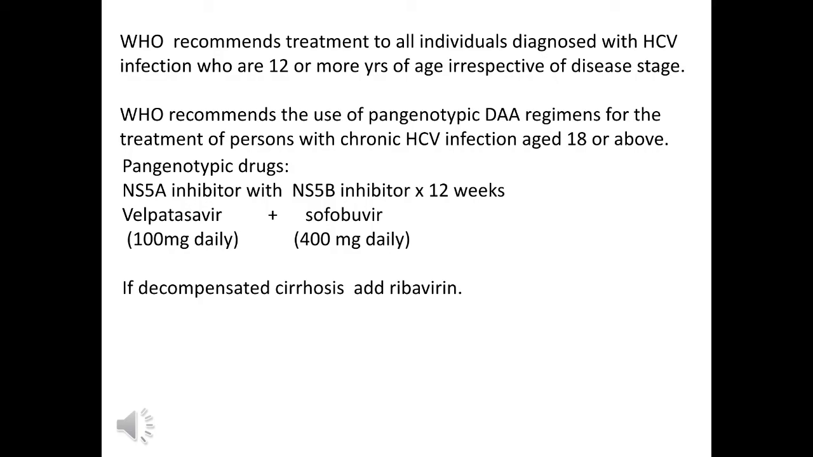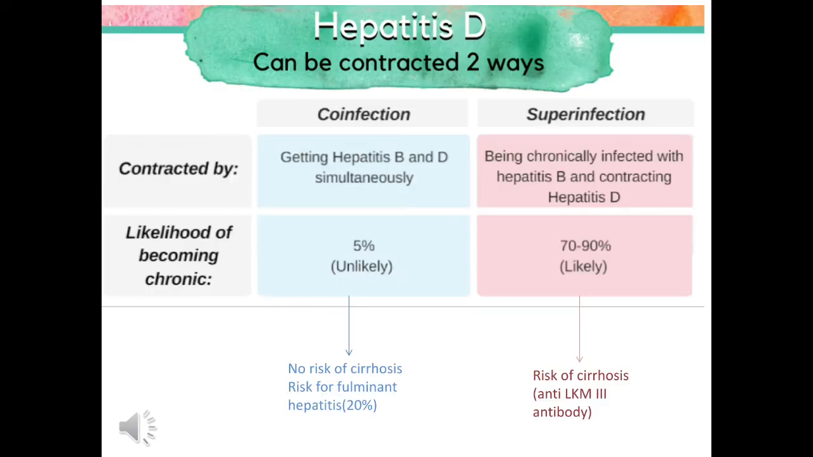Pangenotypic drugs would be NS5A inhibitor with NS5B inhibitor for 12 weeks. Example, velpatasvir 100 mg daily with sofosbuvir 400 mg daily. If decompensated cirrhosis, adding ribavirin would show improvement.